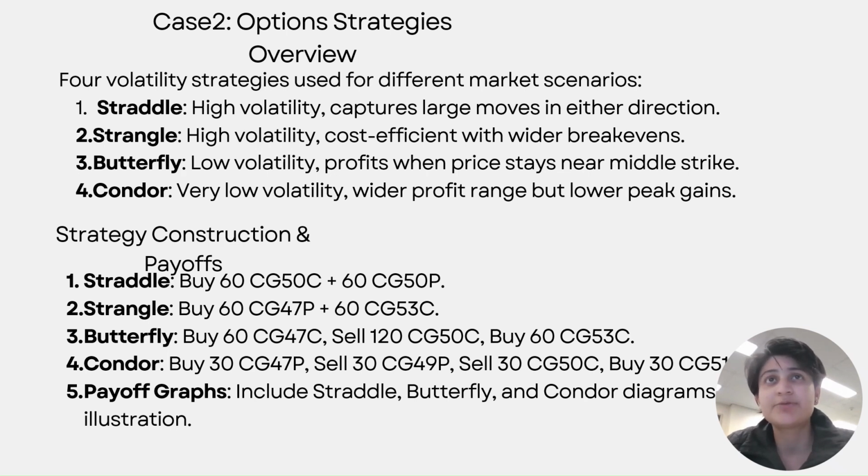It profits when the price remains close to the middle strike, and essentially we're betting that the market will move sideways and the price will stay near a target level. Lastly, the condor is used in very low volatility scenarios. It's similar to the butterfly but with a wide profit range. However, it comes with capped profit potential, meaning the maximum gain is limited.